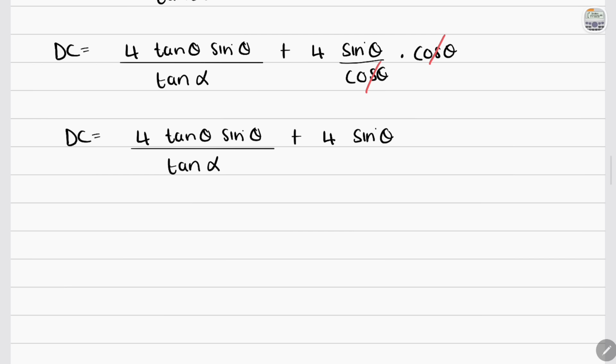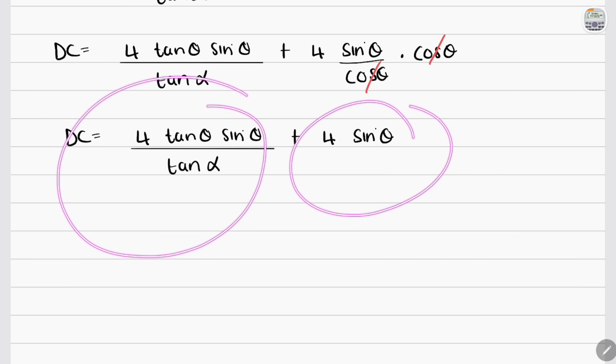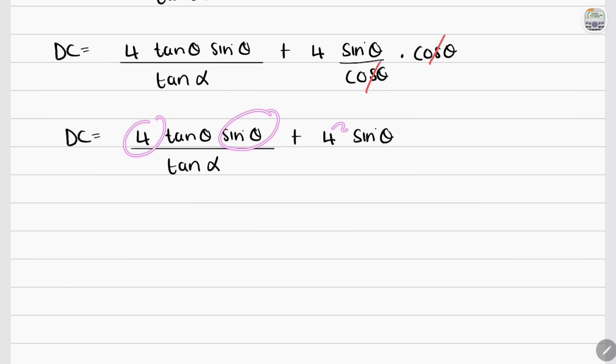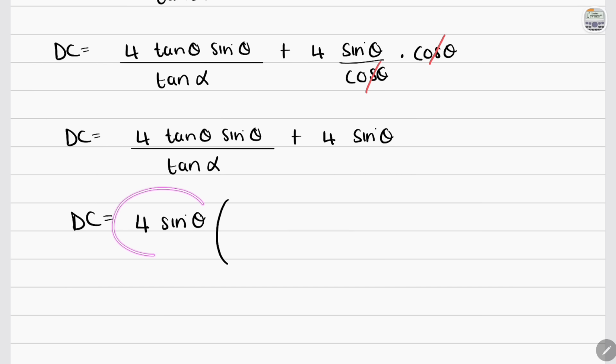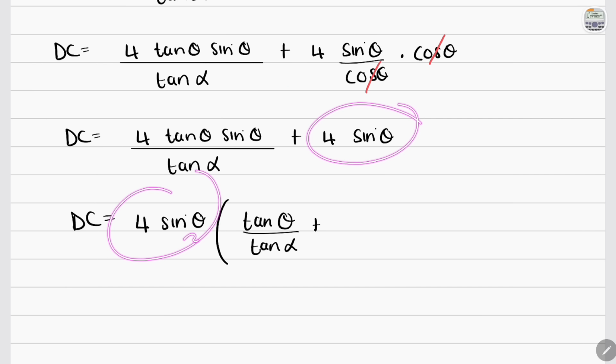Okay, now, do you see that we have two terms? In the first term and in the second term, 4 sine theta is common. So we're going to take that out as a common factor. So DC equals 4 sine theta comes out as a common factor, and then what is left? In the first term, you just took this out. So if you block those out, what are you left with? You're just left with the tan theta over tan alpha. So tan theta over tan alpha, and then plus, and then what is left? It's just the same thing. So you multiply 1 to this to get back to that. So we just have plus 1 here.